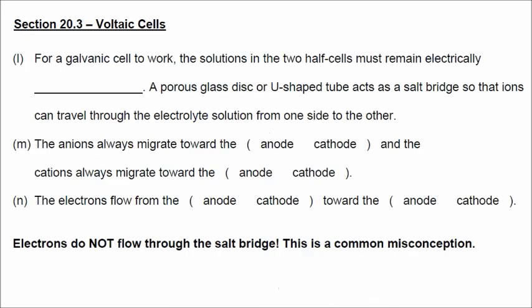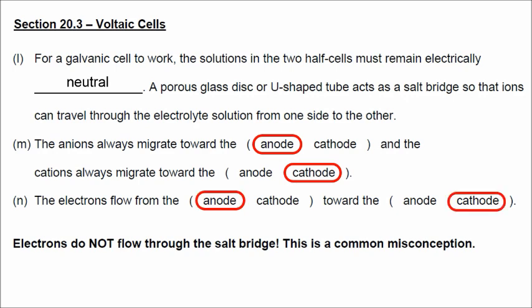For a galvanic cell to work, the solutions in the two half cells must remain electrically neutral, so we use a salt bridge so that the ions can travel through the electrolyte solution from one side to the other. Anions always go toward the anode, cations always go toward the cathode. In the wire, the electrons are always flowing from the anode to the cathode. Remember that electrons are flowing through the wire, electrons are not flowing through the salt bridge.